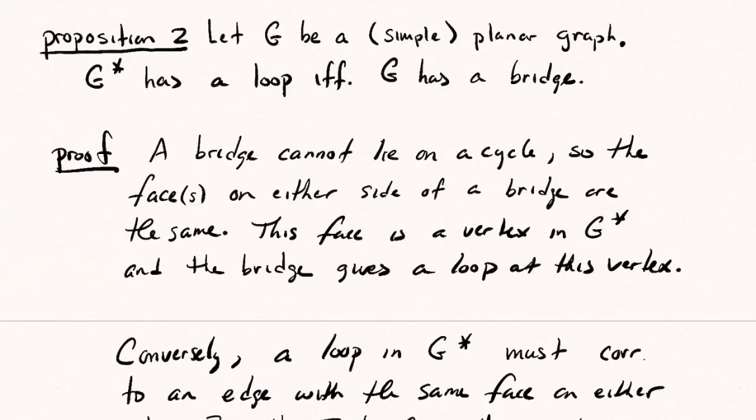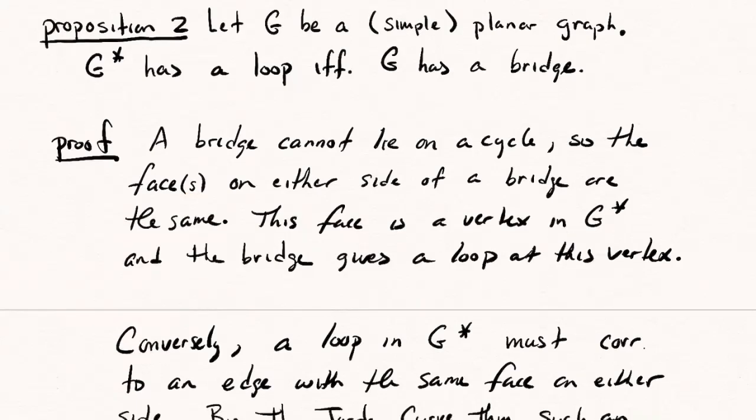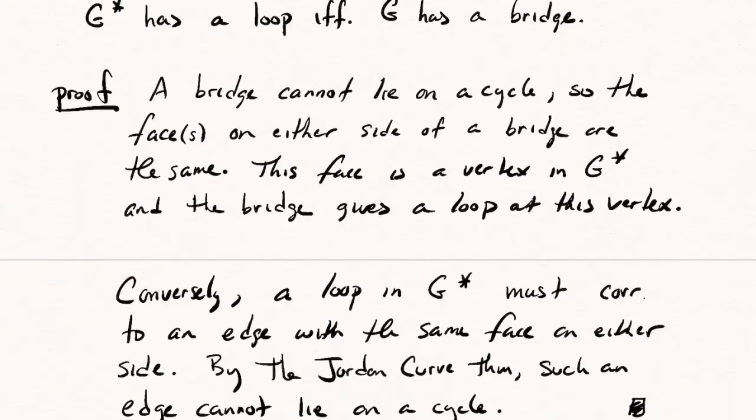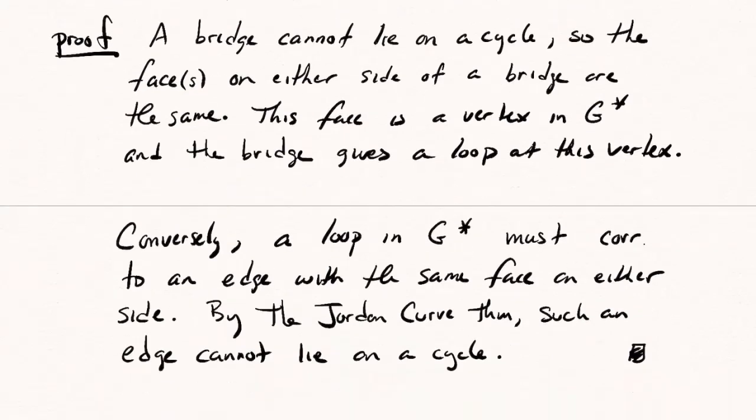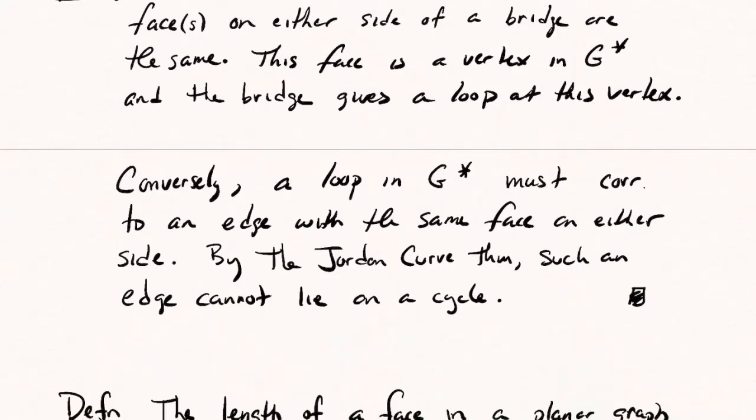They must be the same face. And that face is a vertex in G star, and then the edge that corresponds to that bridge must have that vertex on both of its endpoints. It must be a loop. Conversely, any loop in G star must correspond to an edge that had the same face on either side of it. By the Jordan curve theorem, such an edge can't lie on a cycle. If that edge was on a cycle, then the two faces on either side of the edge would be distinct by the Jordan curve theorem.